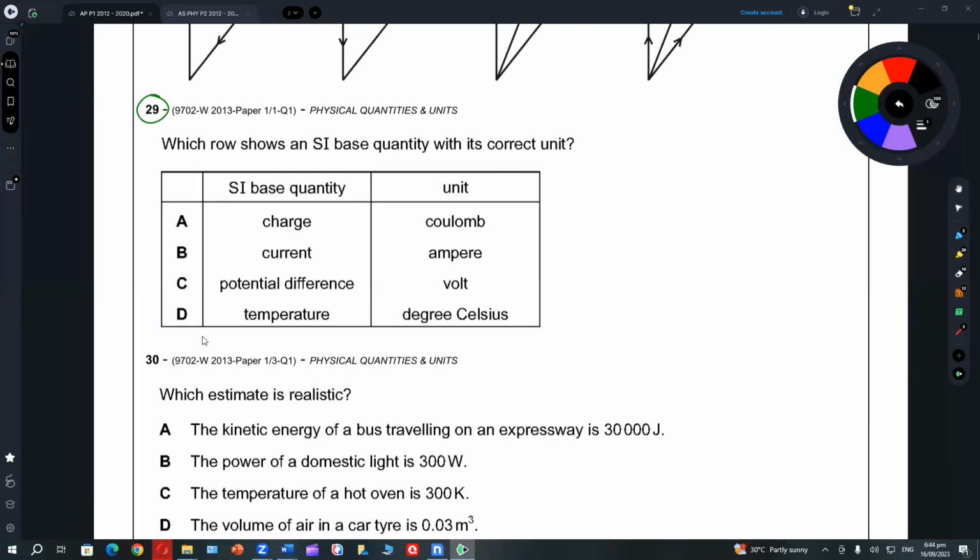Charge is not a base unit. Current can be, potential difference is a derived unit, temperature is there, but he's making a trick. Temperature is right, but temperature should be in Kelvin. So even though it's right, this is wrong. 29B.